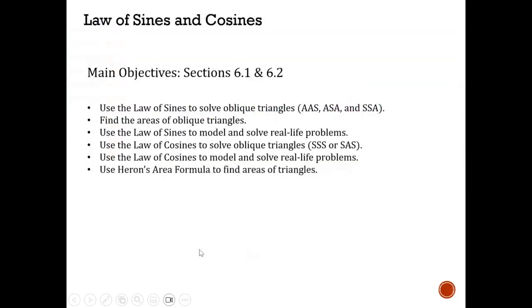These are the main objectives that I'm going to cover. Use the law of sines to solve oblique triangles, which is AAS, meaning angle, angle, side, or angle, side, angle, and side, side, angle. And find the areas of the oblique triangles. Use the law of sines to model and solve real-life problems. Use the law of cosines to solve oblique triangles, side, side, side, or side, angle, side. Use the law of cosines to model and solve real-life problems. And use Heron's area formula to find areas of triangles.